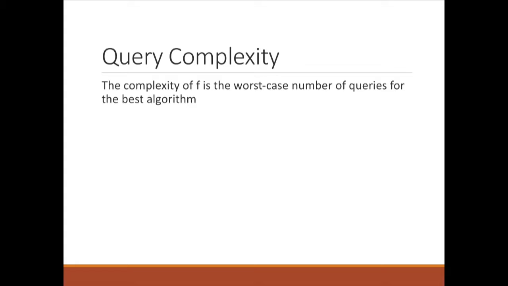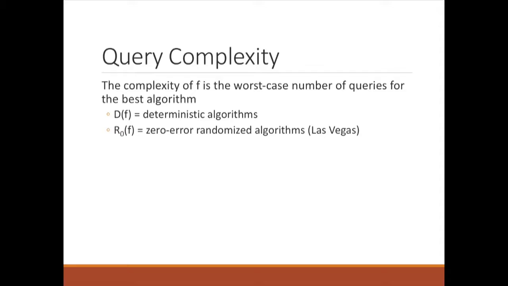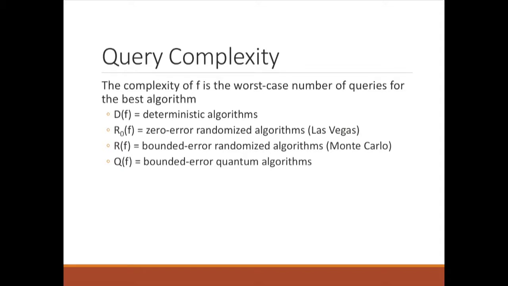The worst case number of queries we need to make. So we will denote it by D(f) for deterministic algorithms, R0(f) for zero-error randomized, and we also have bounded-error randomized algorithms and quantum algorithms. So these are all query measures that we can define based on what kind of algorithms we are considering for computing f from the input string. And of course, we have quantum queries faster than randomized, faster than deterministic.